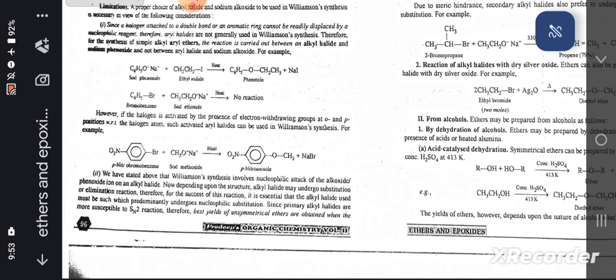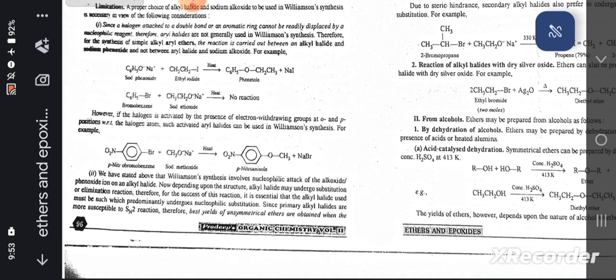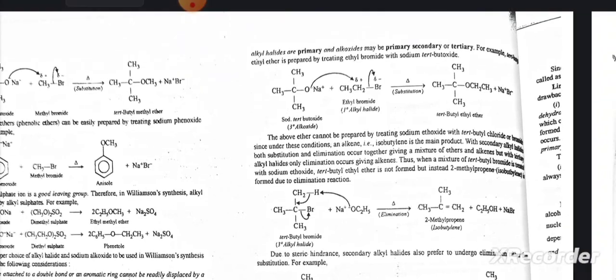We have stated above that the Williamson synthesis involves nucleophilic attack of the alkoxide or phenoxide ion on alkyl halide. Now, depending upon the structure, alkyl halide may undergo substitution or elimination reaction. Therefore, for the success of this reaction, the alkyl halide used must be such which predominantly undergoes nucleophilic substitution, since primary alkyl halides are more susceptible to SN2 reaction. Therefore, best yields of unsymmetrical ethers are obtained when the alkyl halides are primary and alkoxides may be primary, secondary, or tertiary.